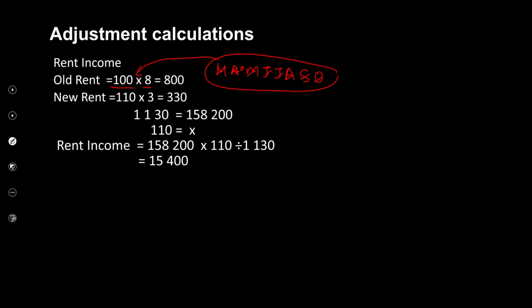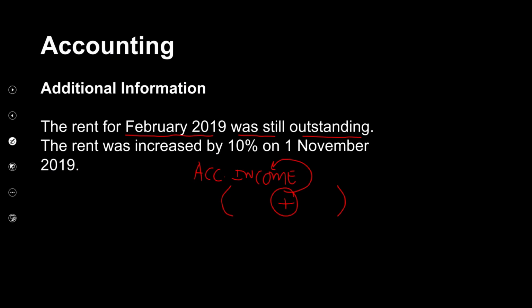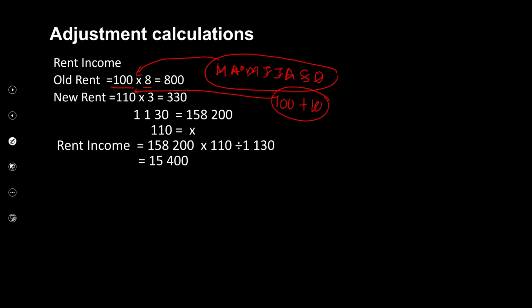Then your rental was increased by 10%. Therefore, watch this here. 100 plus the 10% will give you the 110 we want for our new rental. And it was only received for 3 months. How do we know that? Because we are told in our adjustment that the rental was still outstanding for February. That means you have received rental for how many months? The new rental was November, December, and January. Therefore, 110. So that will be your November, December, and January. Can you see the 3 months? There we go. There's the 3 months.